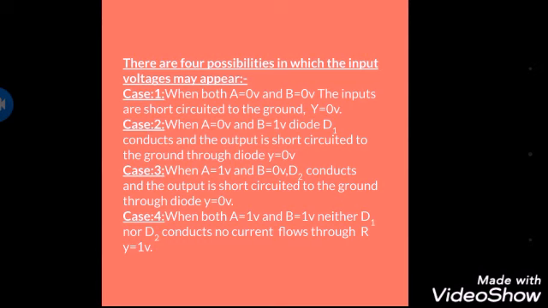When both A is equal to 1 volt and B is equal to 1 volt, neither D1 nor D2 conducts, no current flows through R, and Y is equal to 1 volt, which is given from the voltage source.